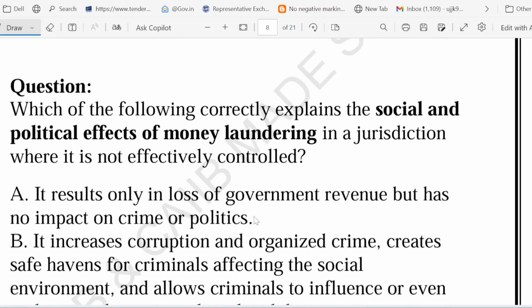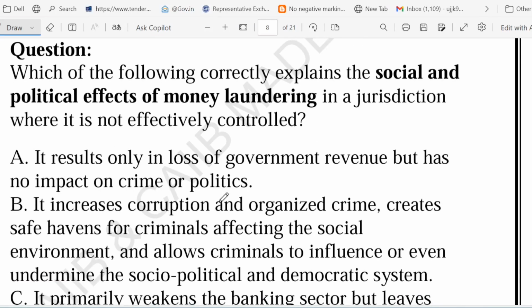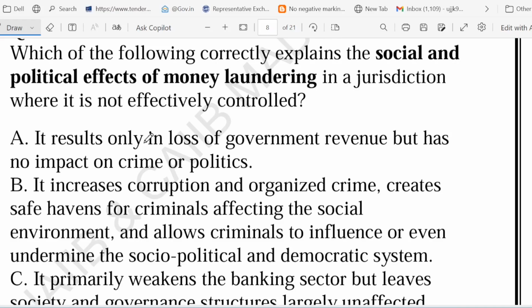Now friends, let's talk about one question: which of the following correctly explains the social and political effect of money laundering? Very good question. Basically, the question asks which option correctly explains the social and political effect of money laundering in a jurisdiction where it is not effectively controlled.